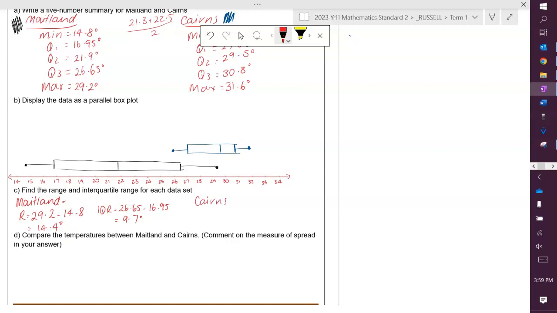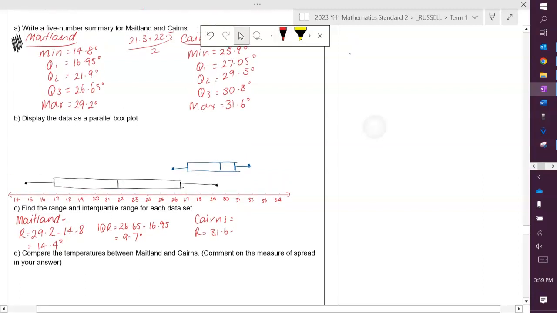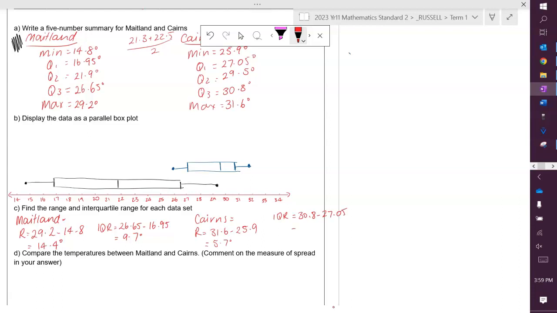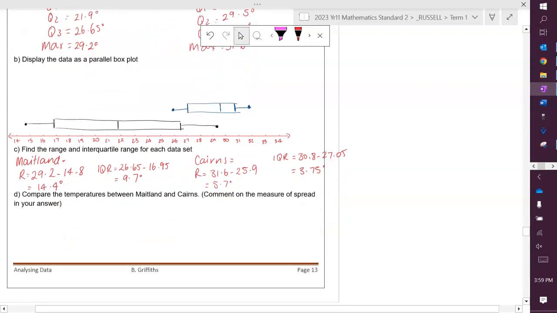And for Cairns, I have my range, which is my highest minus my lowest, so 31.6 minus 25.9, which gives me 5.7, and my interquartile range, so 30.8 minus 27.05, which is 3.75 degrees. Now what it is asking me to do is to compare the temperatures. So we need to comment on the measure of spread.